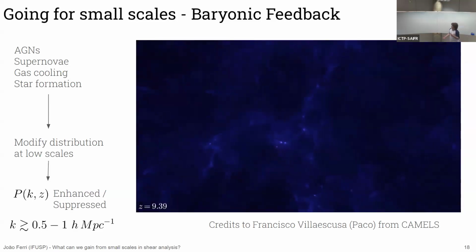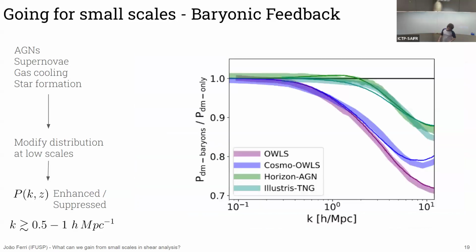The problem is that, like Fernanda said, we don't know exactly what is driving these processes in the galaxies. So each hydrodynamical simulation has a different way of modeling the baryonic feedback. Each one will have a different strength of suppression and a different scale dependency. And this is something that we are pretty ignorant about.